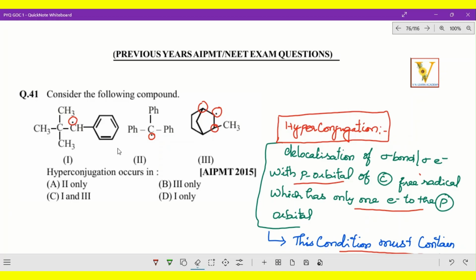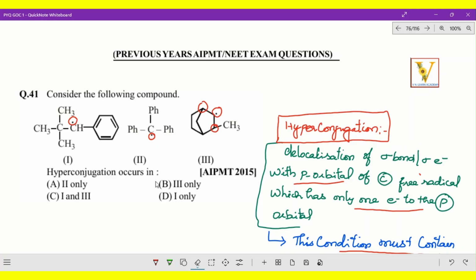Here they have given three compounds. In that, what do we identify? Here, hyperconjugation. In which compound is hyperconjugation present? We have to identify. But they have given free radicals. Now, in that free radical, where do we identify the alpha hydrogen? In that compound it is applicable for hyperconjugation.